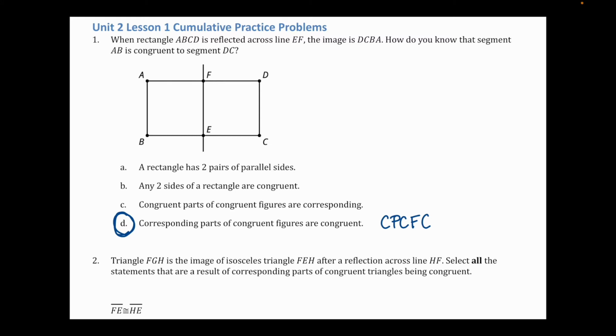Sometimes you'll see CPCTC or even CPCPC for polygons or something like that. But they mean the same thing. Corresponding parts of congruent shapes, images, figures, triangles are congruent.